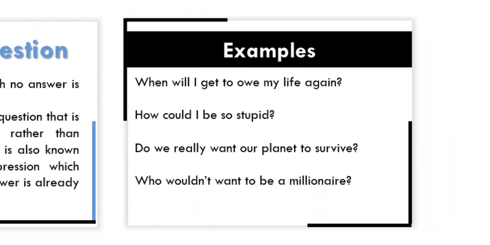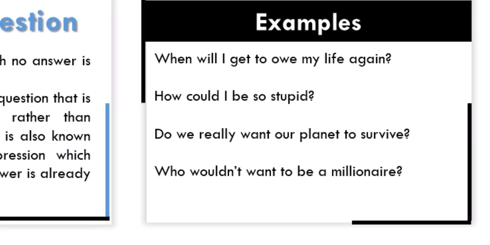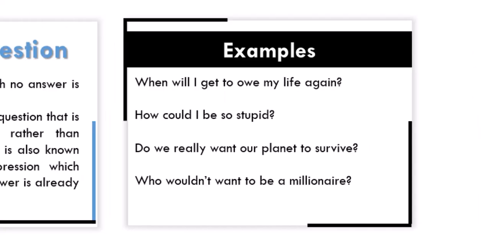We have, "When will I get to own my life again?" When this kind of question is asked, it's not really expected for the audience or the reader to answer yes or no, or to state a time that will be maybe in the next 50 years or so. "How could I be this stupid?" It's not because you really want to answer the question yourself. "Do we really want our planet to survive?" That's a rhetorical question. "Who wouldn't want to be a millionaire?"